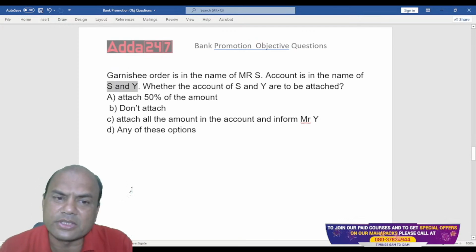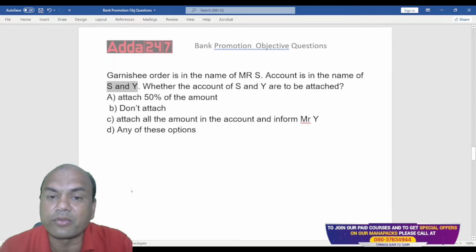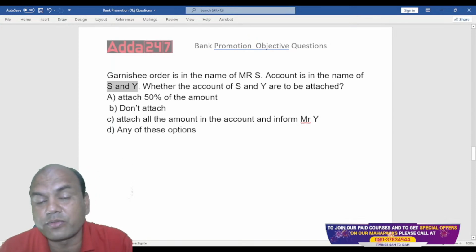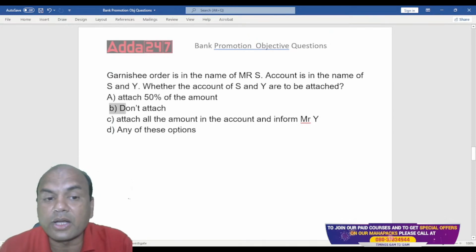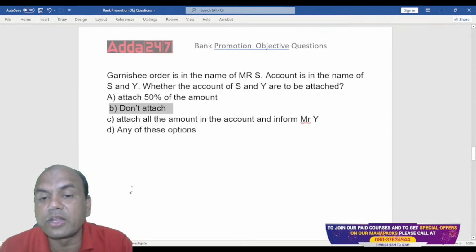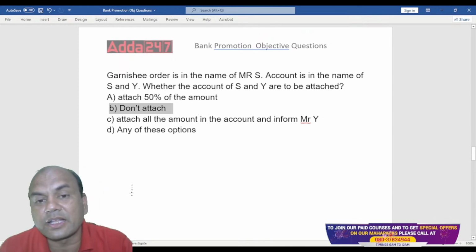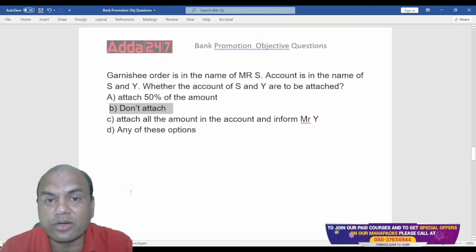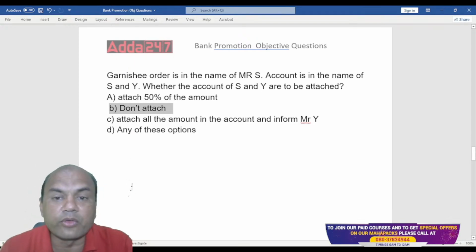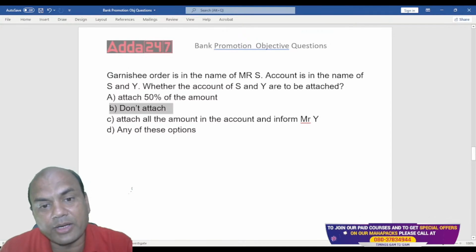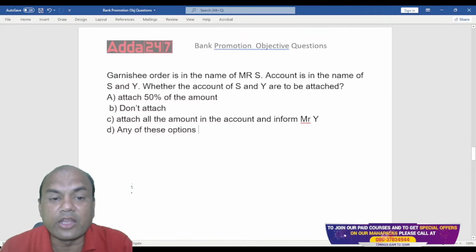That's a simple question. Attach 50% of that amount. Why? Because S is 50% and Y is 50%. Or, attach all the amounts in the account and inform Mr. Y. So what we'll do, we'll attach this and tell Mr. Y, see, your partner has taken this loan and a Garnishee order has come, so now you settle your dispute with that guy. I am attaching it. Any of these options.